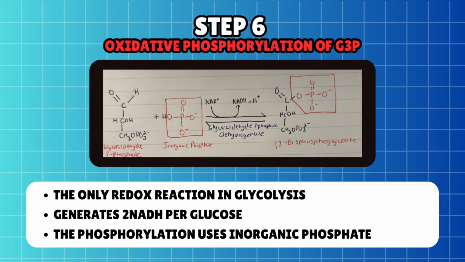So step 6, the first step in the payoff phase, is oxidative phosphorylation of G3P. This step is the only redox reaction in glycolysis, and it will generate 2 NADH per glucose, and the phosphorylation uses inorganic phosphate. As mentioned, the reaction starts with G3P, and it will end up with 1,3-BPG. All that's happening in this step is G3P is oxidized, losing electrons, and those electrons are picked up by the NAD+, which will be converted into NADH, and a high-energy phosphate is added to form the 1,3-BPG.